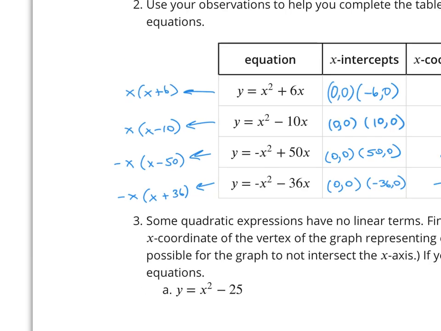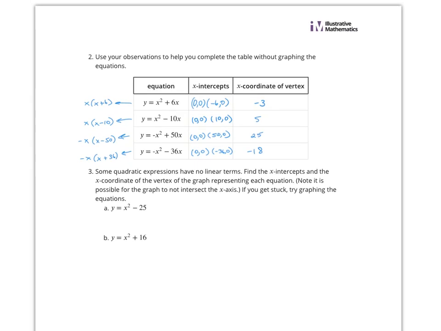All right, let's take a look at question 3, which asked us to look at equations with no linear terms, but there are constant terms, and it wants us to find the x-intercepts and the x-coordinate of the vertex of the graph representing each equation.